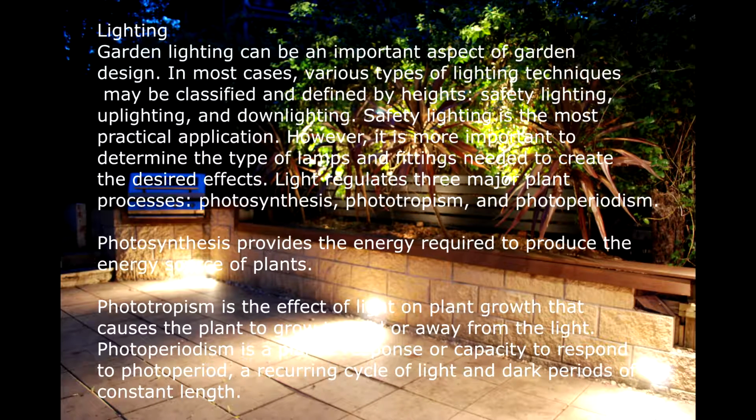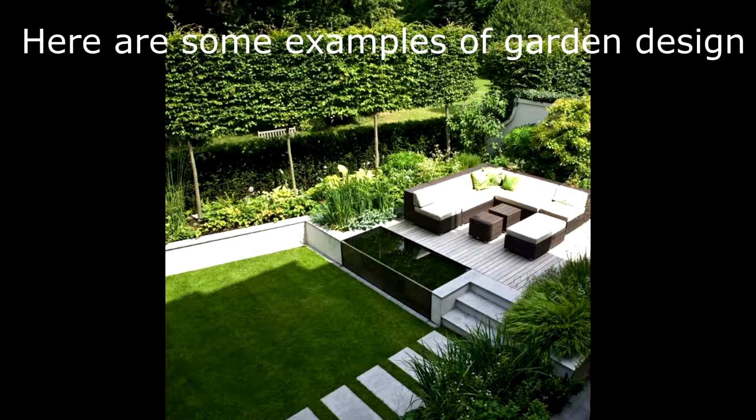Light regulates 3 major plant processes: photosynthesis, phototropism, and photoperiodism. Photosynthesis provides the energy required to produce the energy source of plants. Phototropism is the effect of light on plant growth that causes the plant to grow toward or away from the light. Photoperiodism is a plant's response or capacity to respond to photoperiod, a recurring cycle of light and dark periods of constant length. Here are some examples of garden designs.